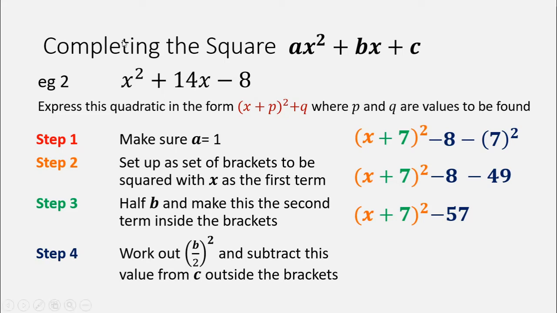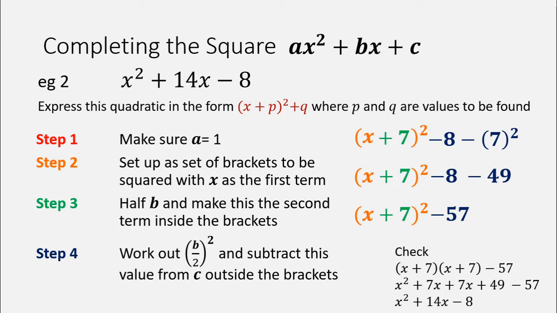I know it doesn't look at all like the original quadratic, so you might want to do the check. I'll check by expanding out those brackets. x plus 7 times x plus 7 minus the 57. That's going to be x squared plus 14x plus 49 minus 57, which is x squared plus 14x minus 8. Perfect, exactly what we were looking for.